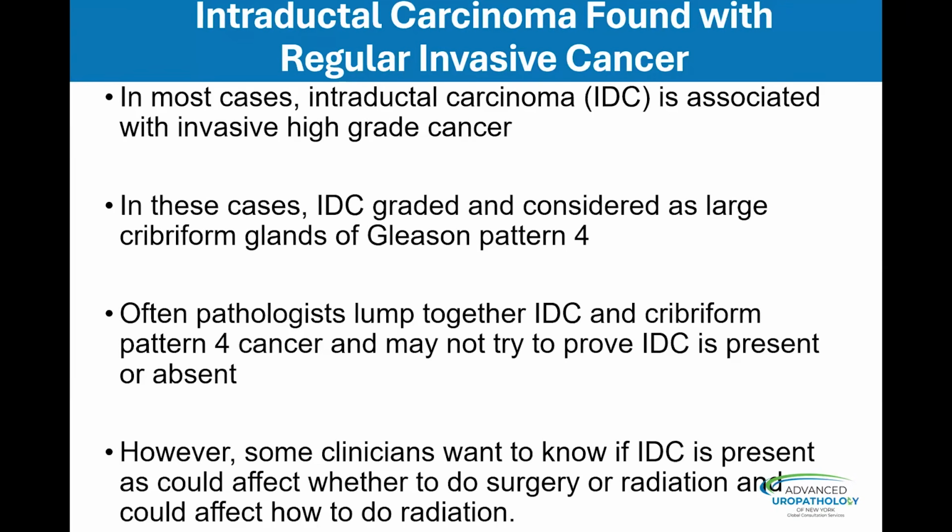Most cases under the microscope, when we see that intraductal cancer growing within the ducts, growing within those pipes, we'll also see next door to it invasive high-grade cancer. In that setting, which is most of the time, we grade the intraductal cancer, we consider it large cribriform glands of Gleason pattern 4. Many pathologists will just lump intraductal cancer and cribriform cancer together, not even try to prove if intraductal cancer is present.